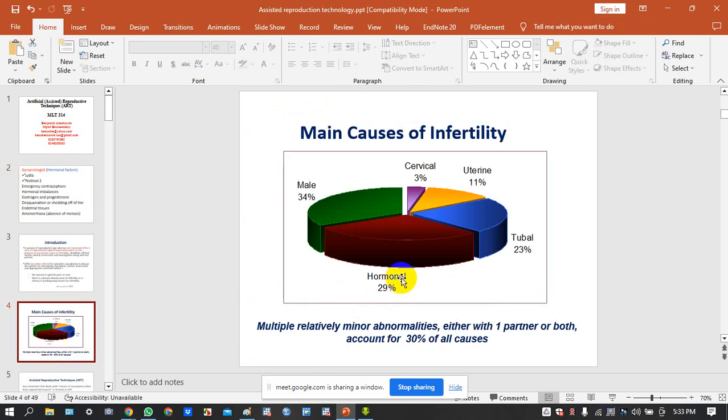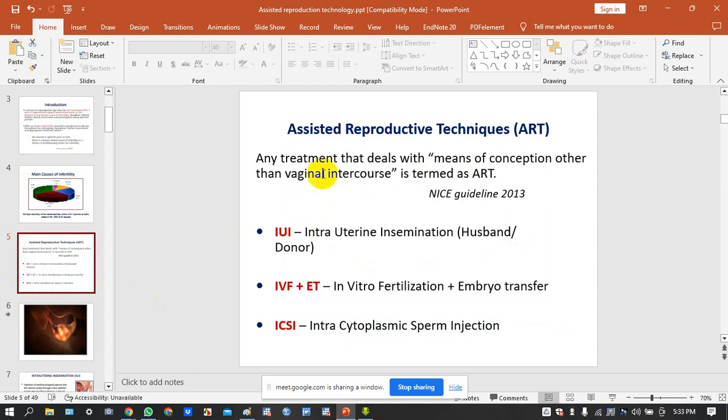So I've finished with the hormonal imbalances. Let's continue with assisted reproductive techniques. Assisted reproductive techniques are any treatment that deals with or means of conception other than vaginal intercourse.